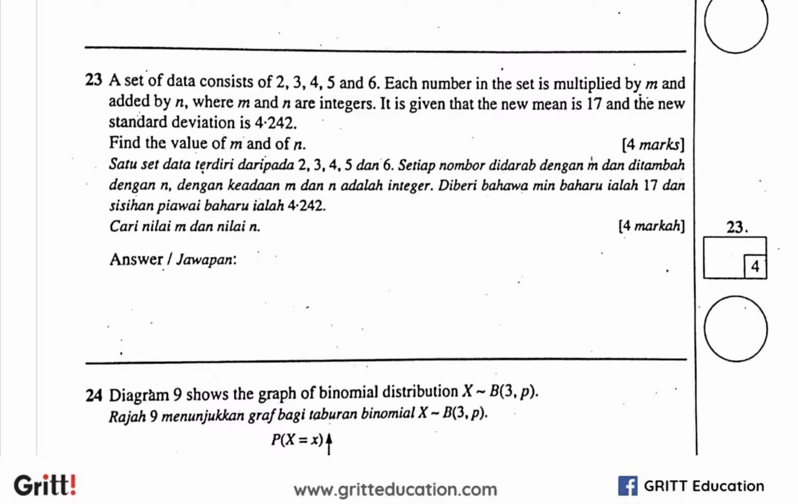Alright, a set of data consists of 2, 3, 4, 5 and 6. Each number in the set is multiplied by m and added by n, where m and n are integers. It is given that the new mean is 17 and the new standard deviation is 4.242. So find the value of m and of n.